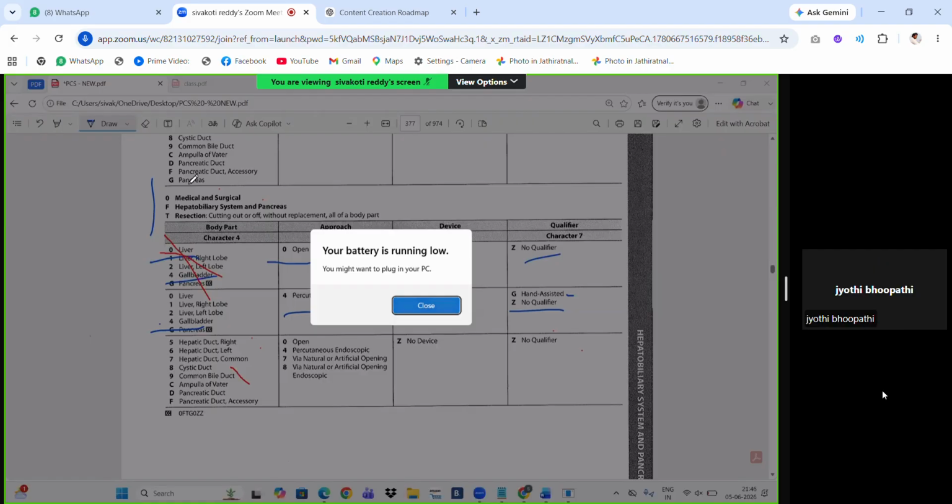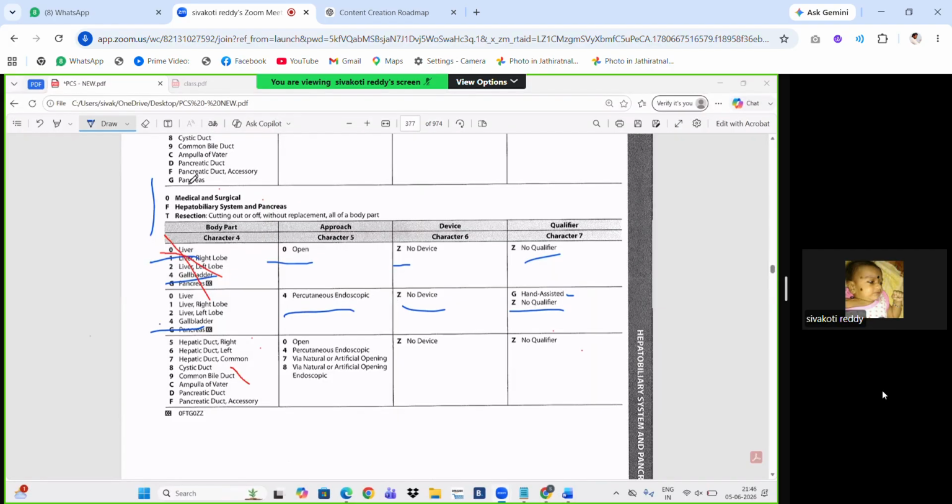We don't get a single anatomy question in the exam. Just for understanding the PCS body parts, we explain the anatomy for freshers, and it will be useful for your interviews. In the exam, you don't get a single anatomy question. It will be useful for your interviews and for understanding the PCS and all.